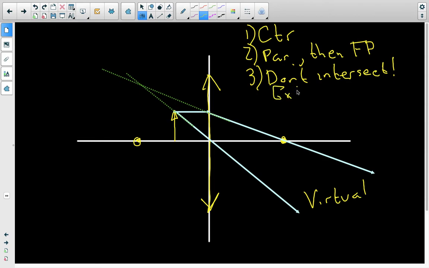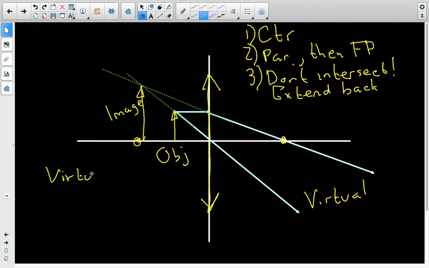Extend backward. And then where those intersect, look at that. It's a coincidence that it ends up being near the focal point. The image will be virtual because these lines didn't intersect. It's these virtual light lines. And it'll be bigger than the object. So it's virtual, upright, bigger. And that's a magnifying glass.